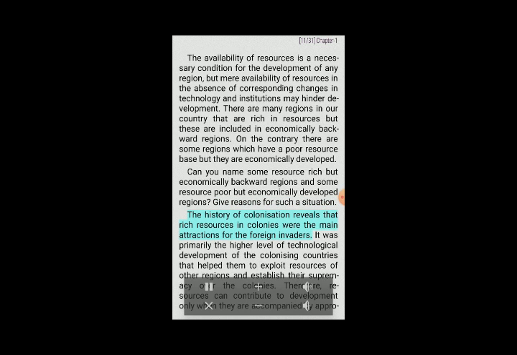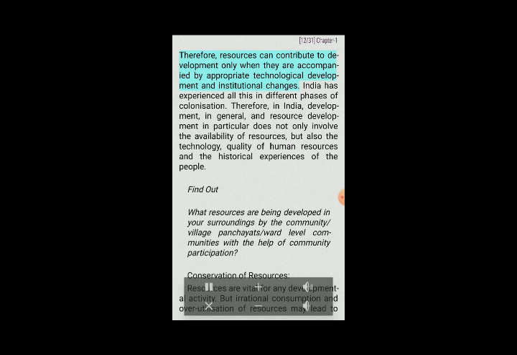The history of colonization reveals that rich resources in colonies were the main attractions for the foreign invaders. It was primarily the higher level of technological development of the colonizing countries that helped them to exploit resources of other regions and establish their supremacy over the colonies. Therefore, resources can contribute to development only when they are accompanied by appropriate technological development and institutional changes.